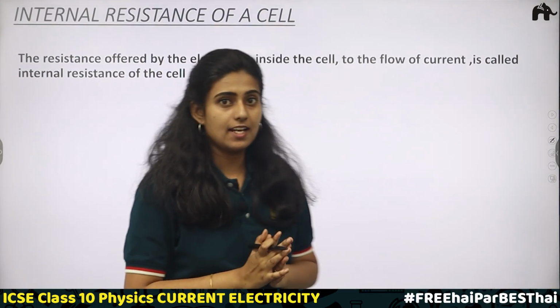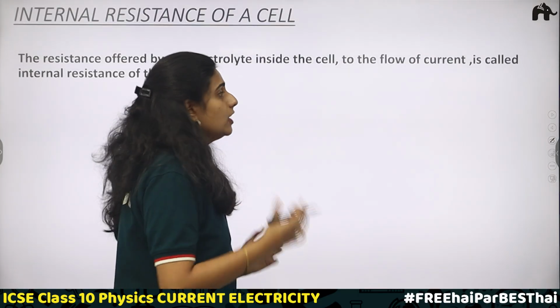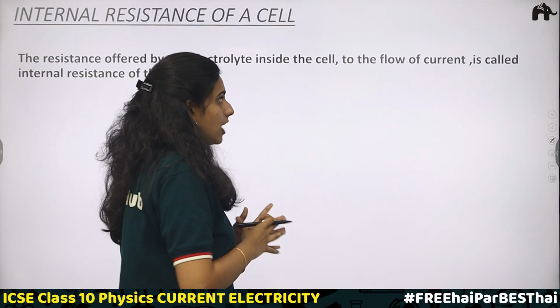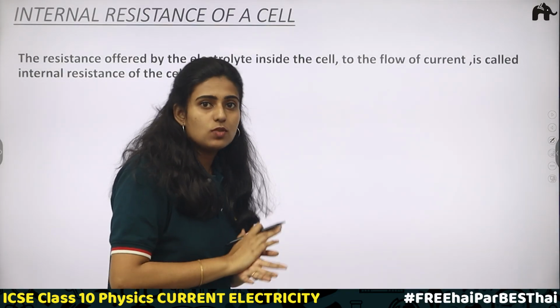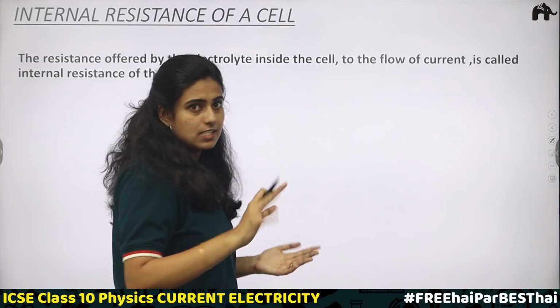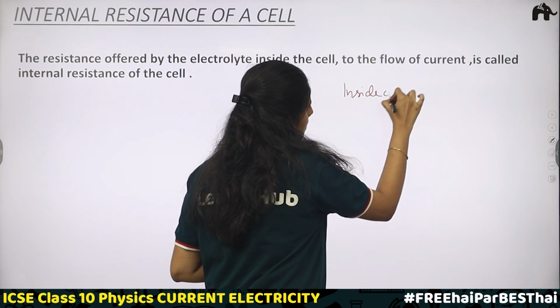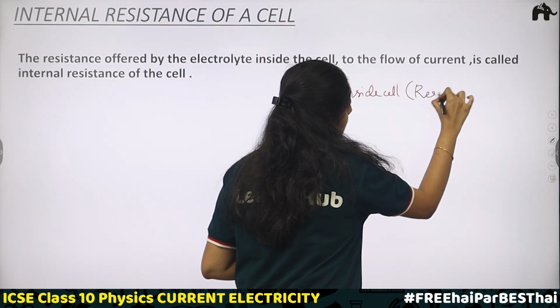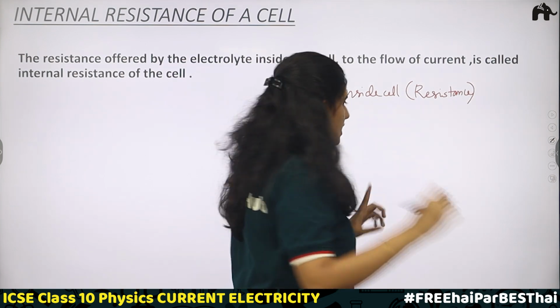What is the internal resistance of a cell? When you consider a cell, here you can see that there is flow of charges, there is movement of ions. Due to this movement of ions, there will be collisions, okay? And due to this reason, some resistance will be developed. It is not free of resistance. Inside the cell, some resistance will be developed. This resistance that is developed inside the cell is called the internal resistance.